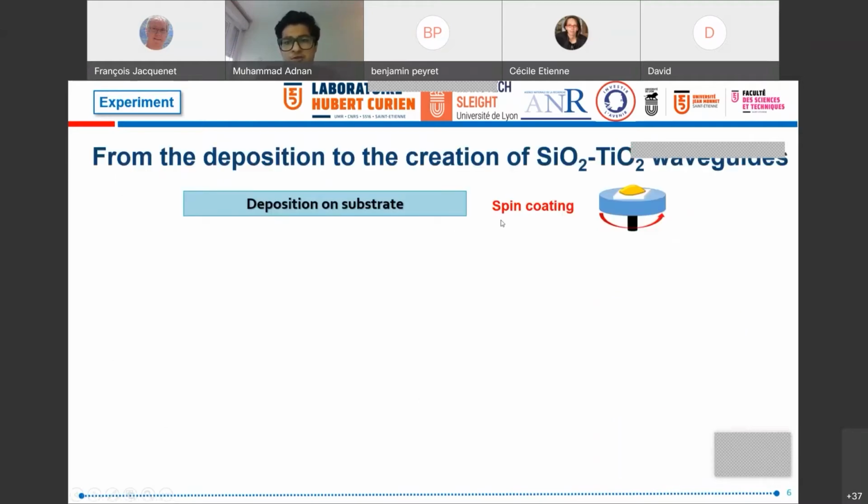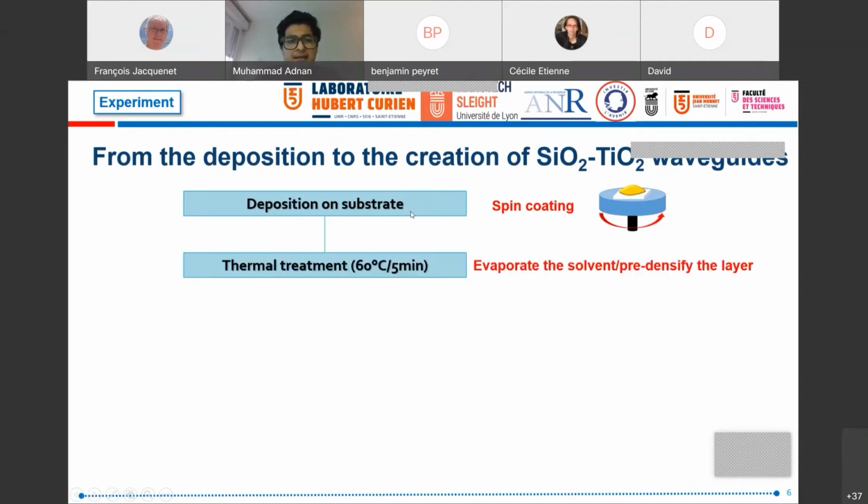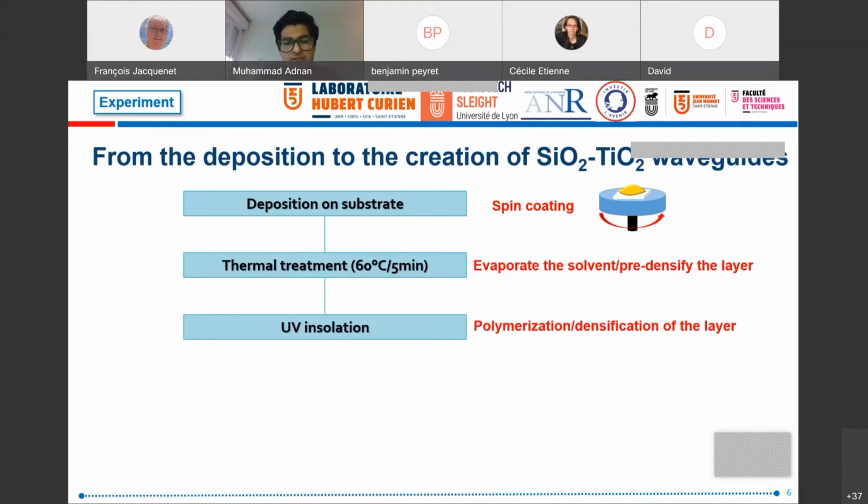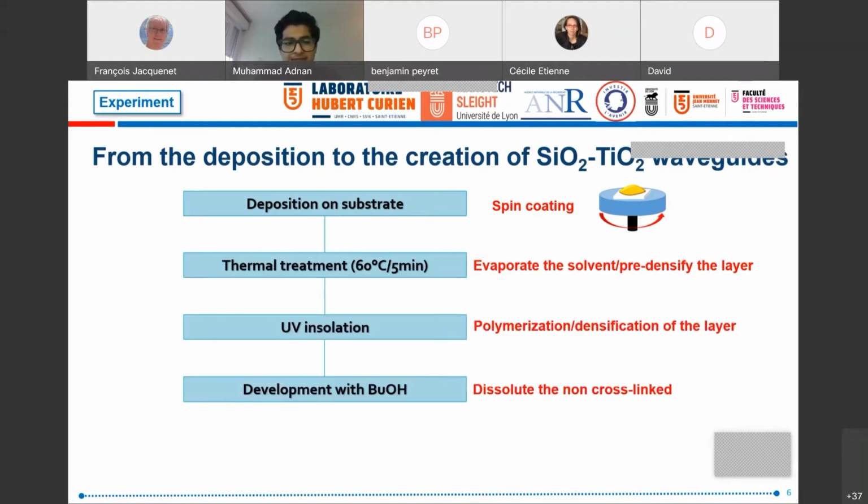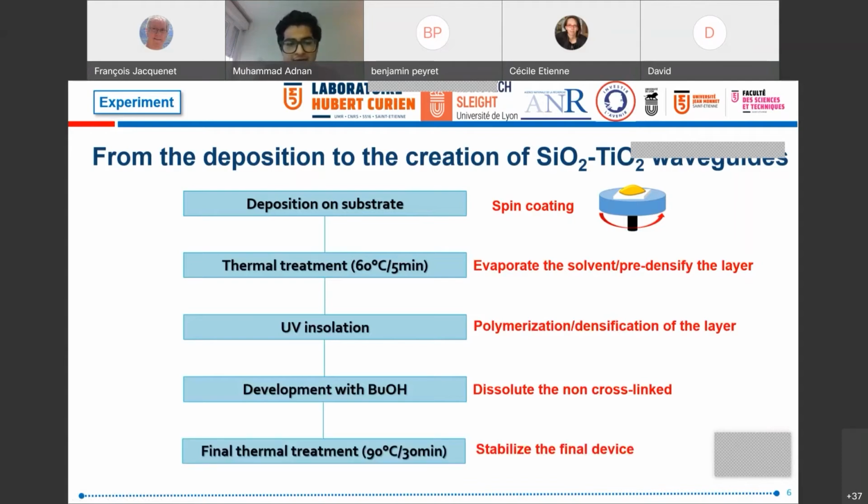Now I will talk about the creation of the silicon dioxide titanium dioxide waveguide. We used a soda lime glass substrate. On that substrate, we used the spin coating technique to deposit our solution, and then we did the pre-thermal treatment at 60 degrees for 5 minutes to evaporate the solvent or to pre-densify the layers, and then we did UV insolation to polymerize or densify the layer. Then we did development with butanol to remove the unpolymerized part. And finally, we did the final thermal treatment at 90 degrees for 30 minutes to stabilize the final device.